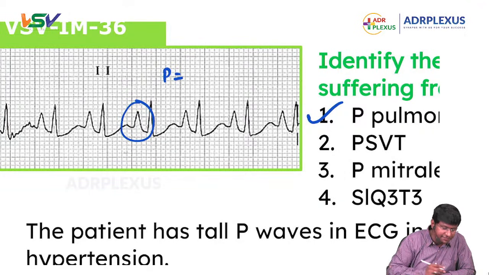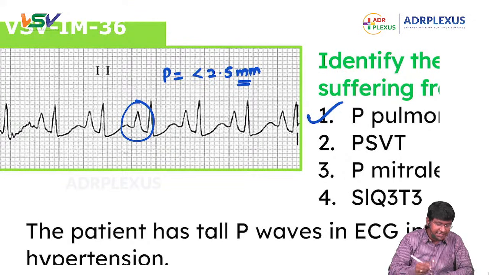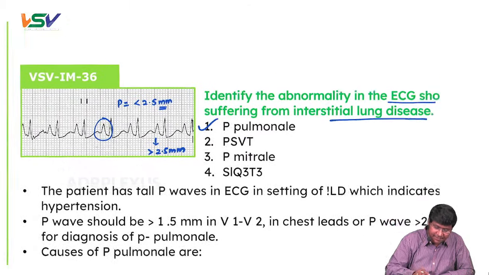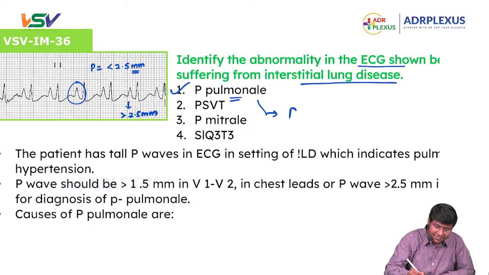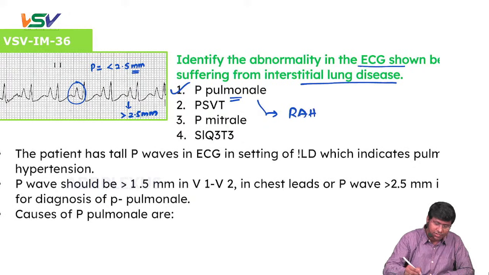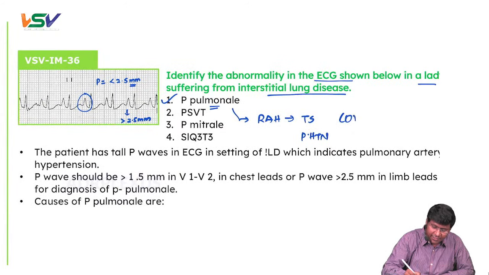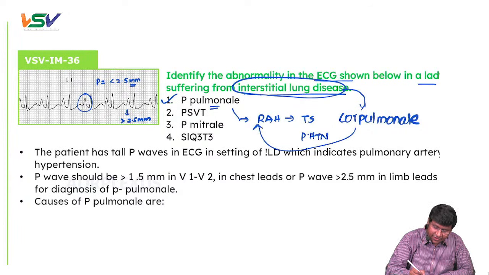How much will be the normal P wave amplitude? The normal P wave amplitude is less than 2.5 millimeters. But here, if you see, the P wave amplitude is more than 2.5 mm, which is suggestive of P pulmonale. And in which condition will you have this P pulmonale? You will have this in patients with right atrial hypertrophy. What all could be the causes for right atrial hypertrophy? Tricuspid stenosis can cause right atrial hypertrophy, pulmonary hypertension can cause right atrial hypertrophy, and even cor pulmonale can also cause right atrial hypertrophy. So now our patient is having interstitial lung disease, which can cause cor pulmonale, which can cause right atrial hypertrophy, which can cause the P pulmonale.